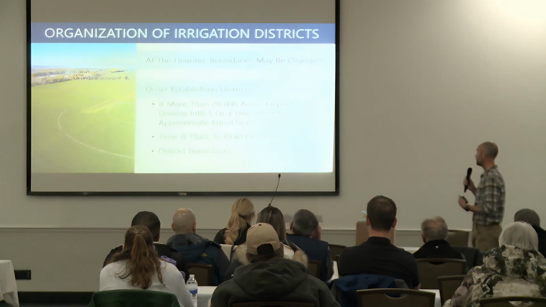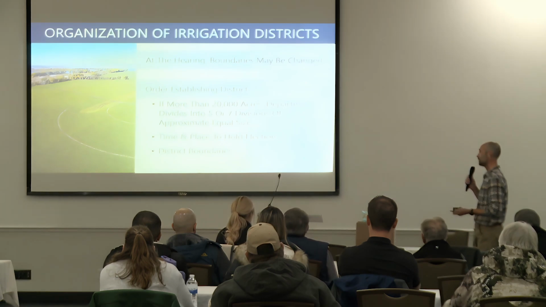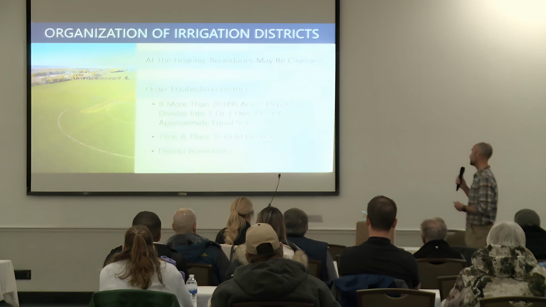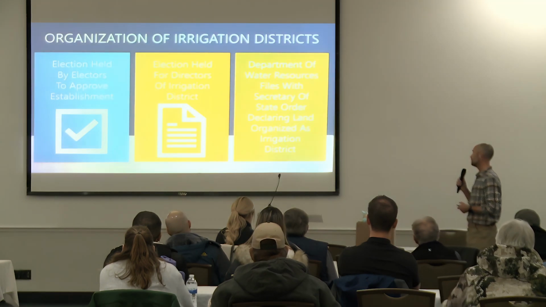At the hearing, the boundaries may be changed. An outcome from the hearing then may be an order establishing the district. If it's more than 20,000 acres, the department divides into 5 or 7 divisions, and then we specify a time and place to hold the election, and also the district boundaries are specified in the order as well.